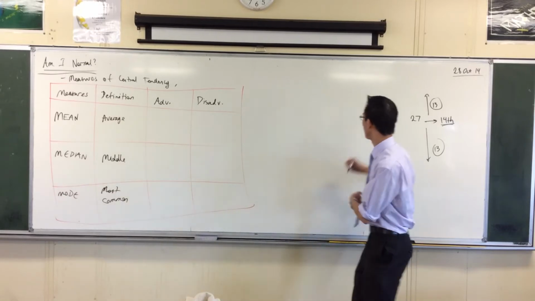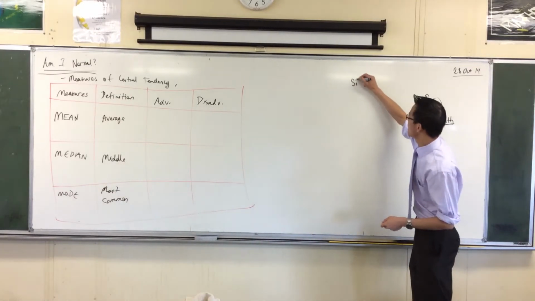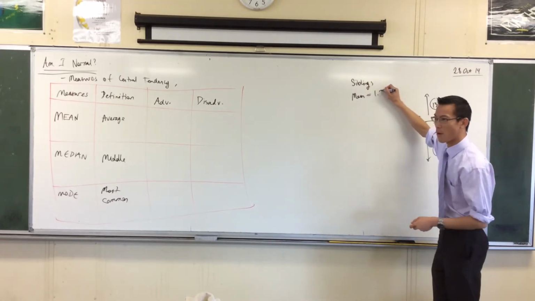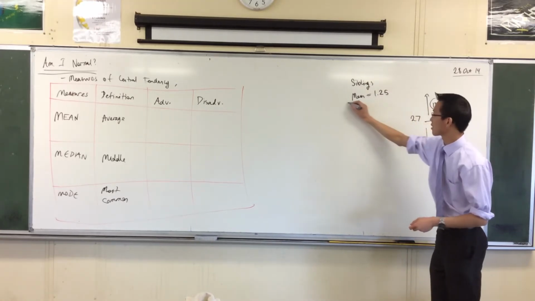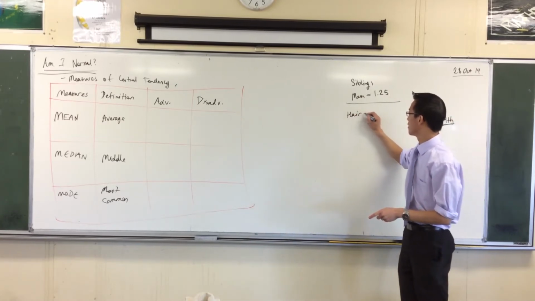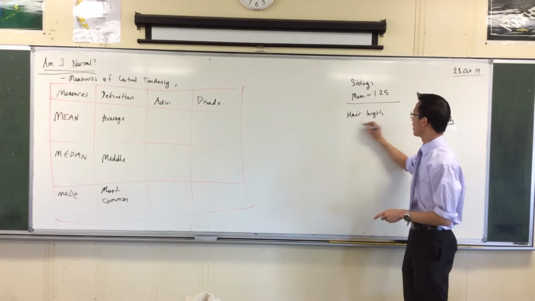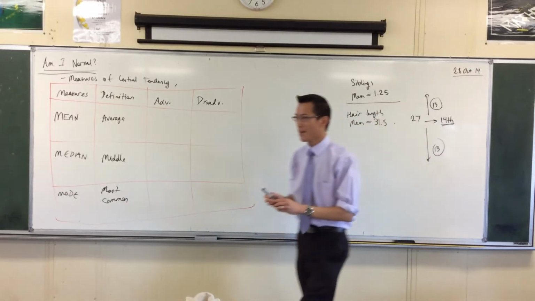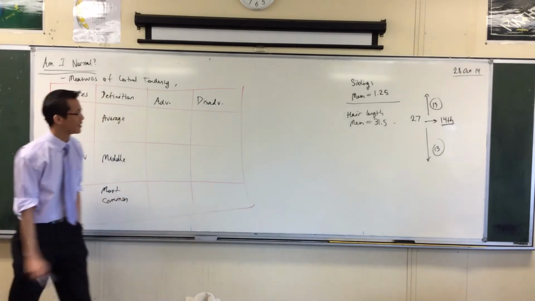1, 2.5. Okay, hold on. 1.25. This was siblings. The mean was 1.25. 2.5. Okay, I'll come back to that in a second. Hair length? It was 31.5. Okay, thank you. Yeah, that's right. It rings a bell. Good. Okay, so I'll come back to the siblings in a second.